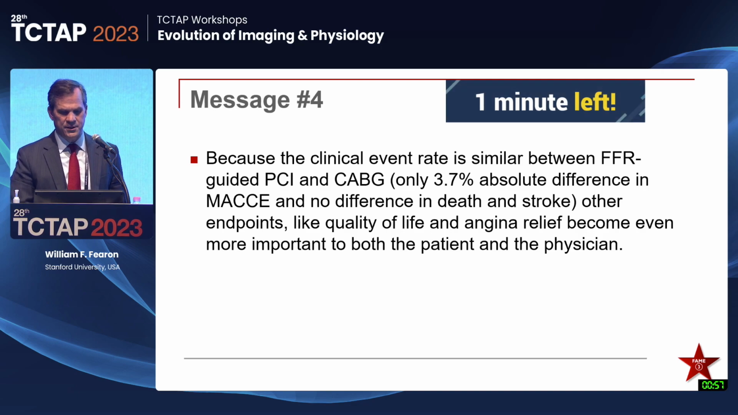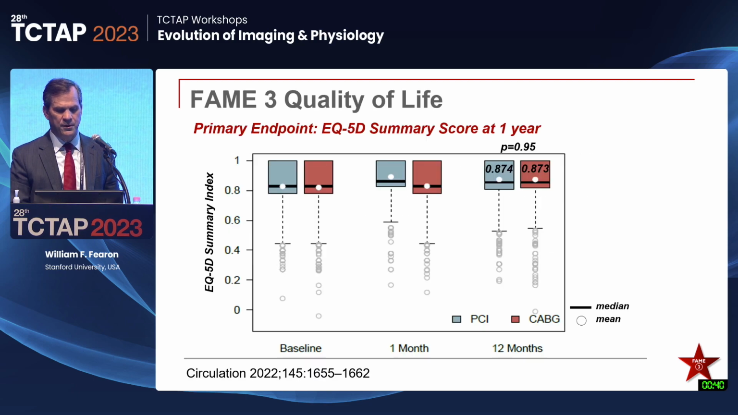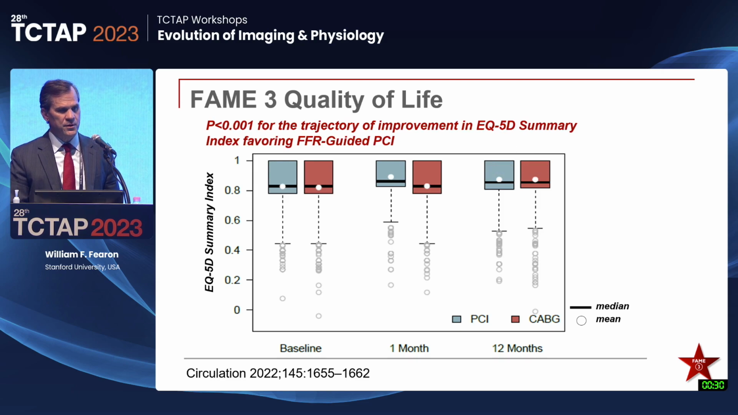Now, the final message I wanted to convey was that because the overall event rate was fairly similar between the two groups, there was only a 3.7% absolute difference, and there was no difference in death or stroke. Other endpoints like quality of life and angina relief become important to both the patient and the physician. And when we looked at quality of life in FAME3, by 1 year it was similar between the two groups. And the trajectory of improvement, as you can imagine, was significantly better in the PCI arm because they had much better quality of life at 1 month compared with bypass.